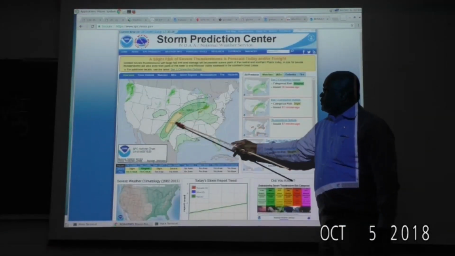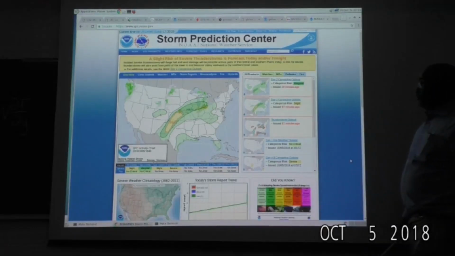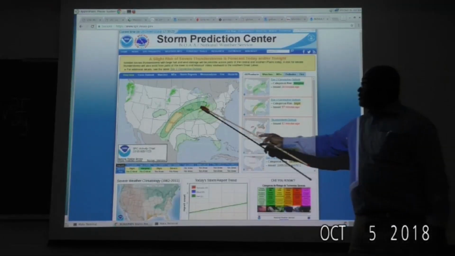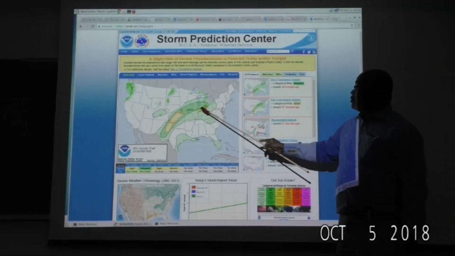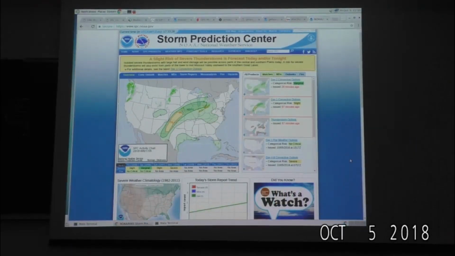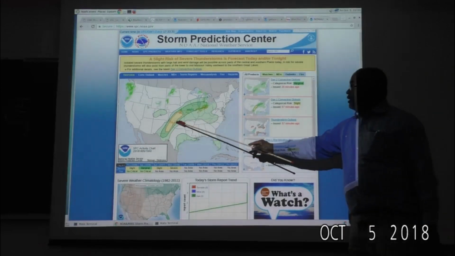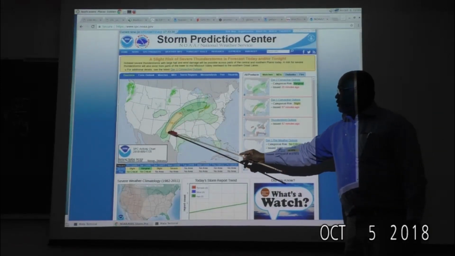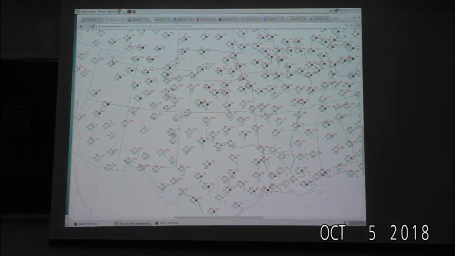Even just south of us there's a marginal risk for severe thunderstorms, but the bigger risk is right along Kansas, western Oklahoma, and the Texas Panhandle. Perhaps we'll look at that a little bit. That's not something I focused on, but if you want to talk a little bit about that.